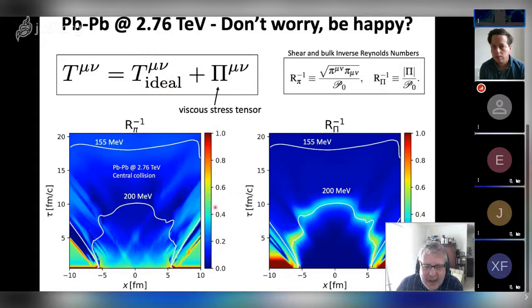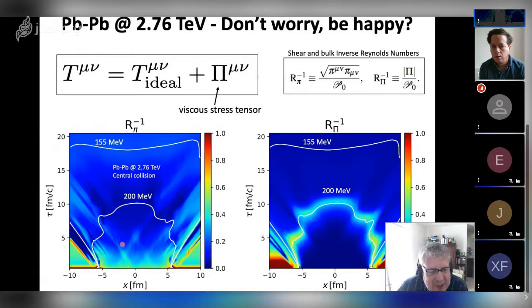And if it's anywhere that's red up here, it's bad. And if it's blue down here, then this thing is getting small. So what we see is that at very early times, this shear Reynolds number is quite large. But by about, let's say, 3-4 Fermi over C, this thing is getting blue in this region, so we're okay.